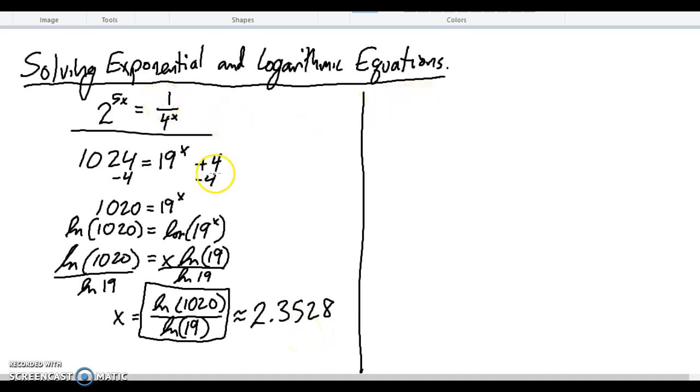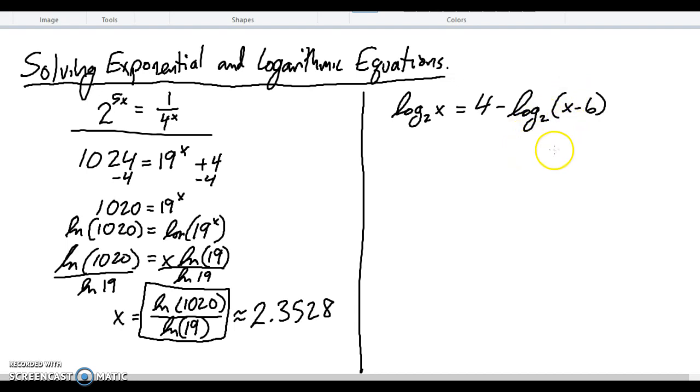Well, that's an exponential equation. What about a logarithmic equation? Let's try something like log base 2 of x is equal to 4 minus log base 2 of x minus 6. Well, here my problem is variables are inside logarithms. I really want to get them out. The easiest way to do that would be to rewrite this as an exponential function.